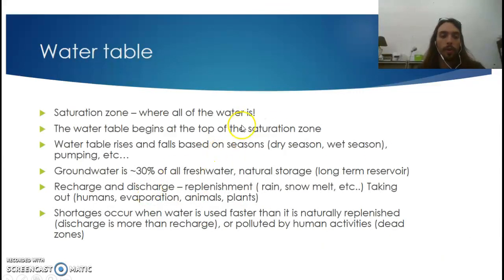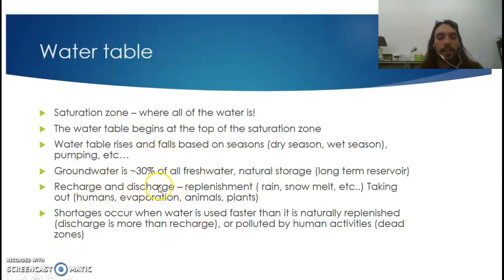Okay, so groundwater. It's around 30% of all fresh water. It's a natural storage system. So basically, it's a long-term reservoir. If you know anything about a reservoir, it's a man-made structure where we hold water, basically. It's used for like hydroelectric power with dams and stuff like that. But groundwater is basically just a natural reservoir. So it's a wonderful thing that the earth gives us that we are kind of taking too much out of at this point in time.